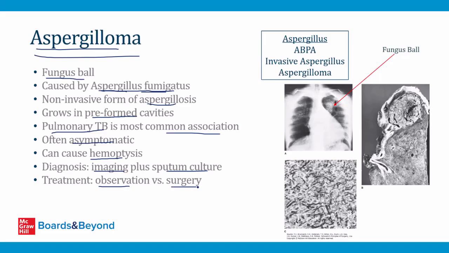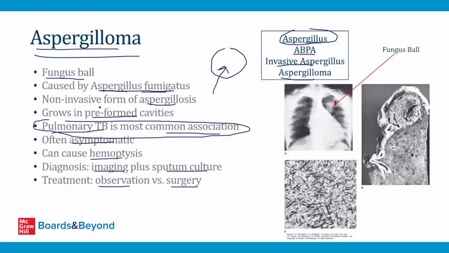The most important thing to know about these is just that they can occur in patients who have pulmonary TB, because remember, patients with pulmonary TB like to develop those cavities in the upper lobes of the lungs, and these cavities can become a place where this form of the fungus aspergillus can grow. And so in the infectious disease section, I talk about aspergillus in much more detail. It can cause an allergic reaction called ABPA. It can also cause an invasive fungal infection, and then it can cause the formation of an aspergilloma, which is a fungus ball, and that usually occurs in patients who have pulmonary tuberculosis.